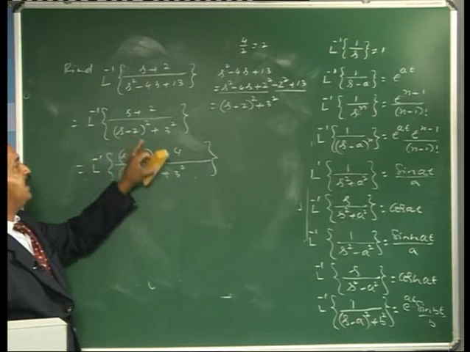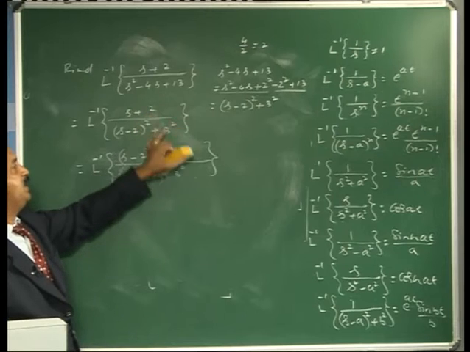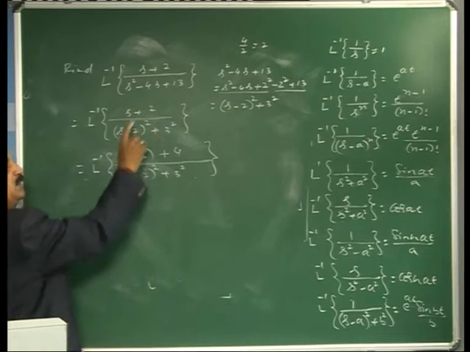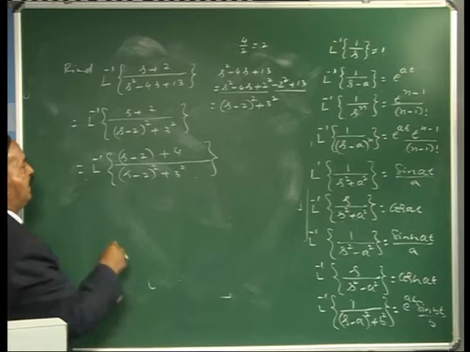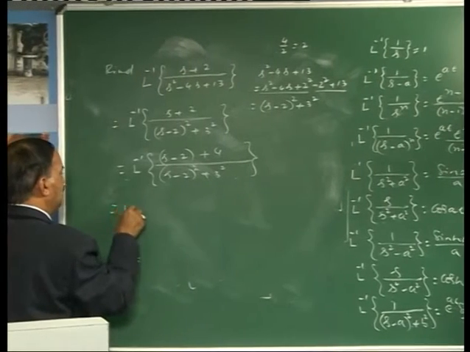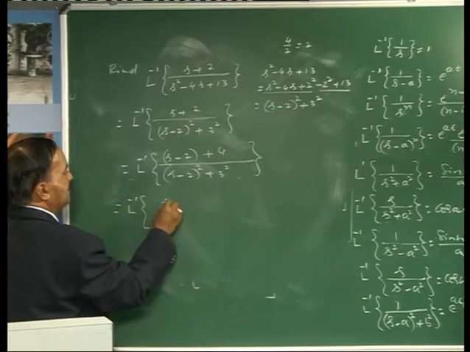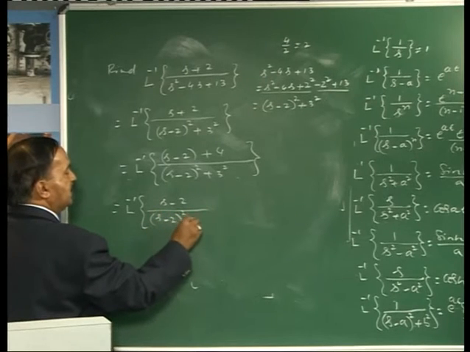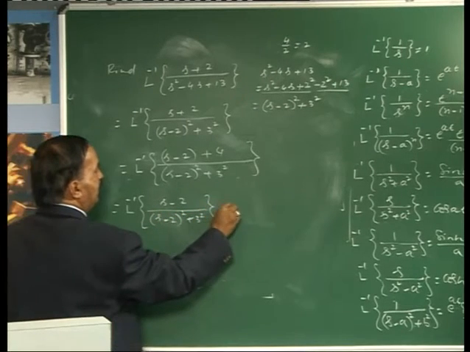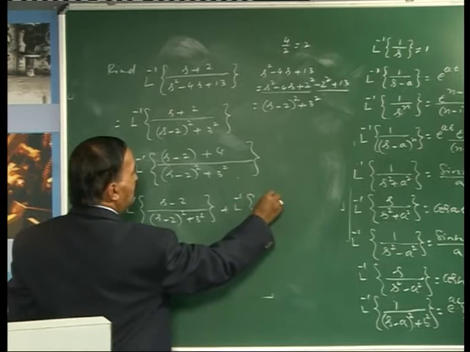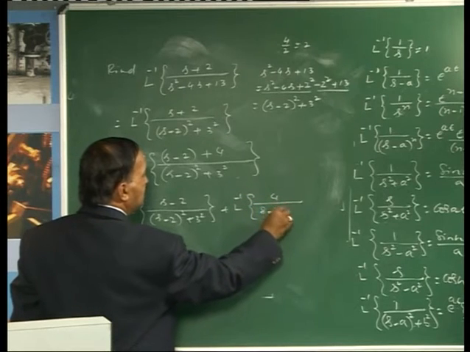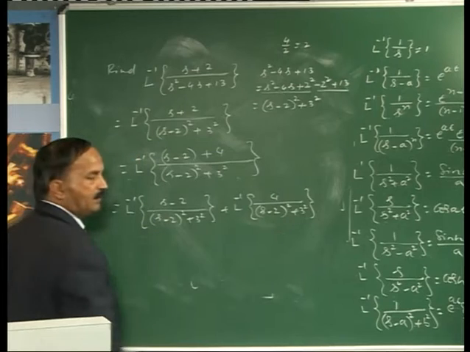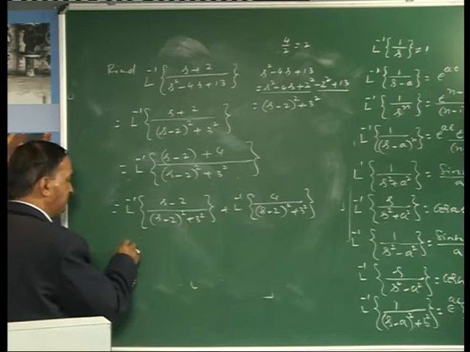Here s is equal to s minus 2 plus 2, plus 2, that is 4. Here you can verify: 4 minus 2 is equal to 2 plus 2. Now you separate these two terms, that is L inverse of (s minus 2) by (s minus 2) whole square plus 3 square, plus L inverse of 4 divided by (s minus 2) whole square plus 3 square.